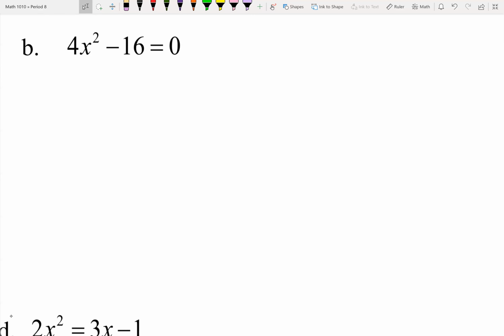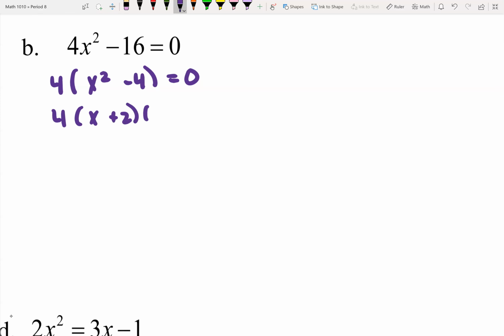What would you do? You tell me what you would do. Take out a 4. Let's take out a 4. And I'm left with x to the second minus 4 equals 0. Now the x to the second minus 4 is the difference of squares. So that factors to x plus 2 times x minus 2. No incomplete sentences, so put equals 0.